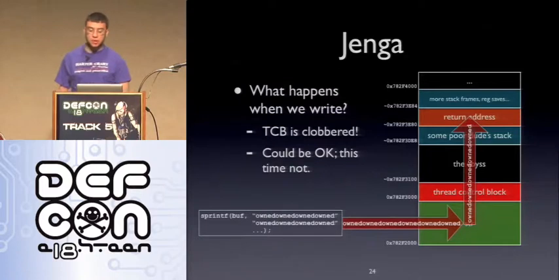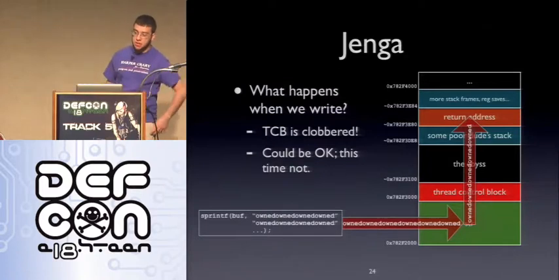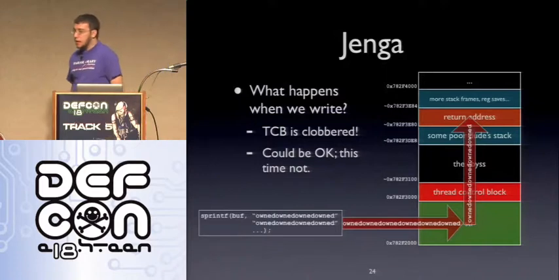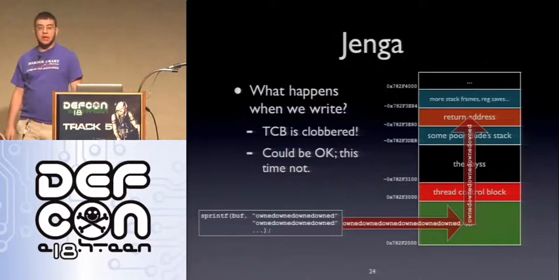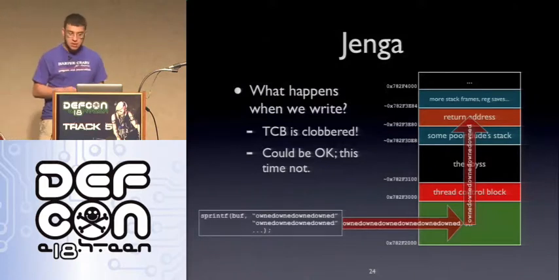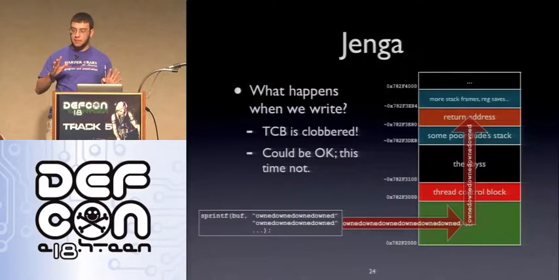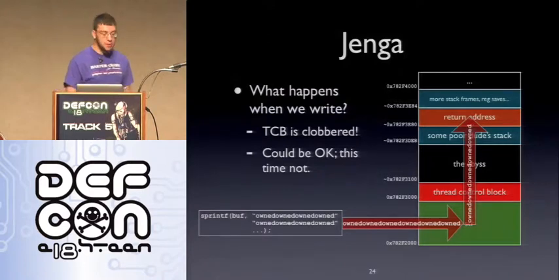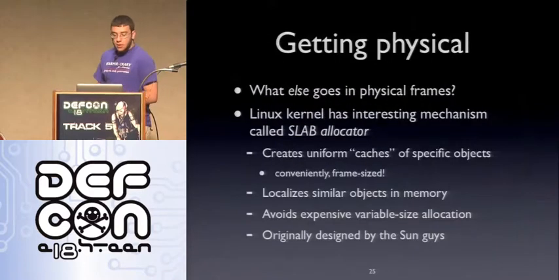Well, we don't have control of the data. This time we just get ASCII characters, and not even ASCII characters that we control. And best I can tell, you just can't build a thread control block with those specific ASCII characters. So this is dead in the water. This K-stack idea is not going to happen. Well, what else are we going to do?